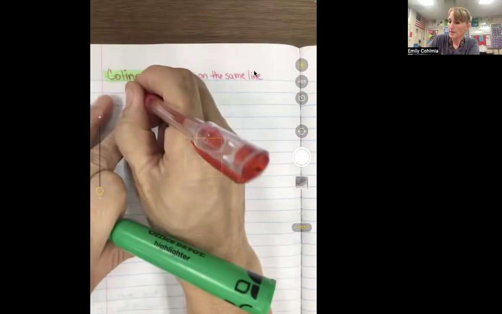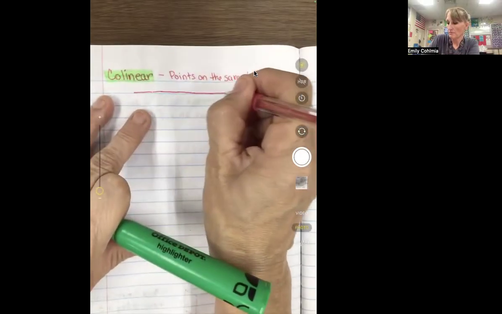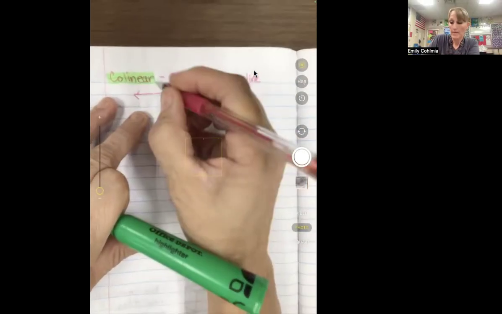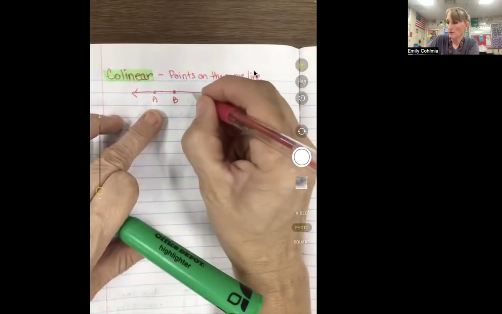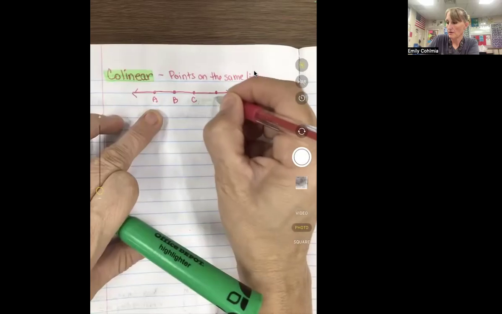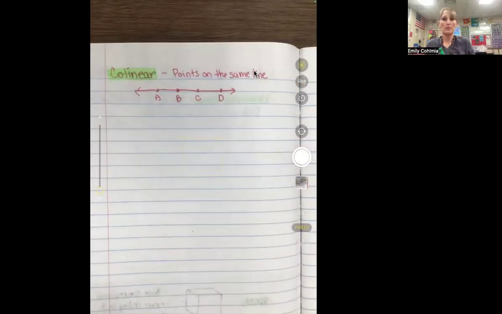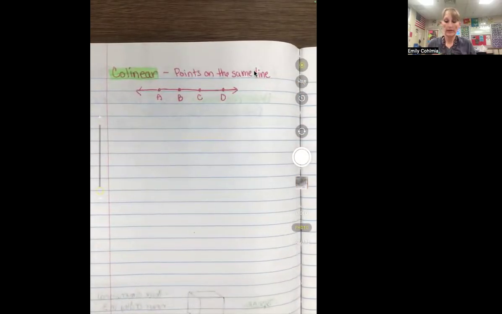So, for example, if we have a line and we have point A, point B, point C, and point D, we can say that points A, B, C, and D are all collinear.